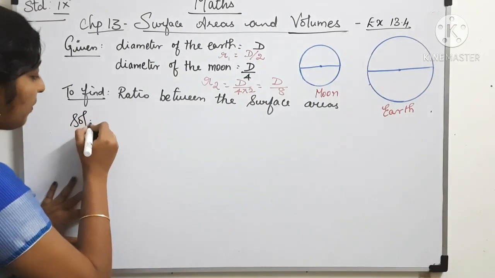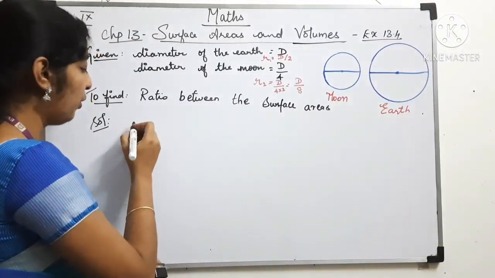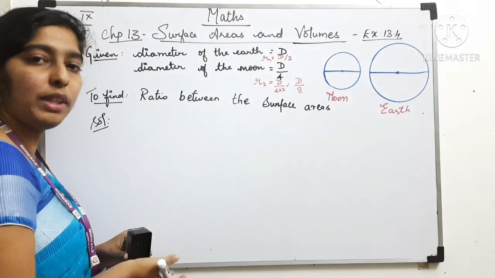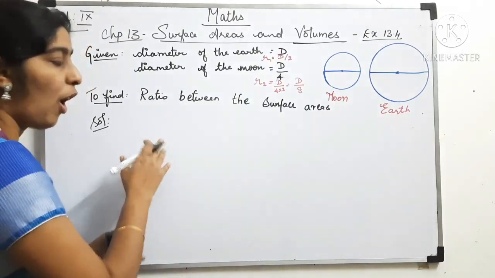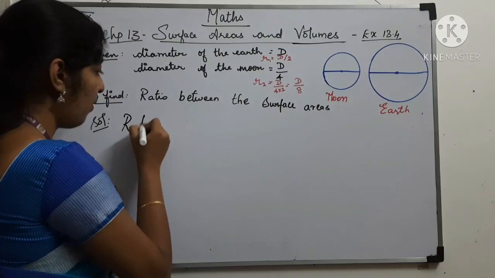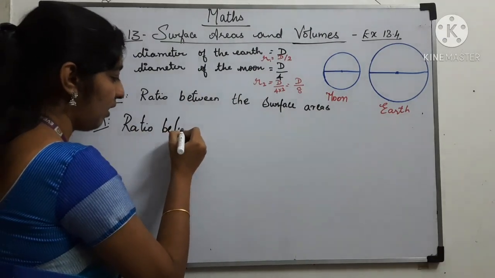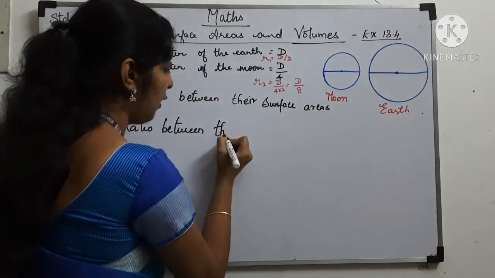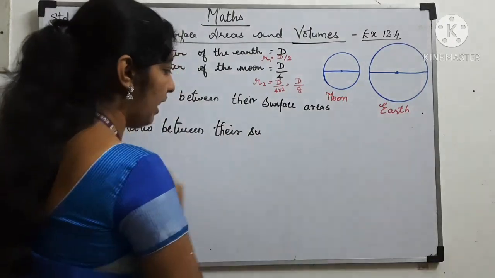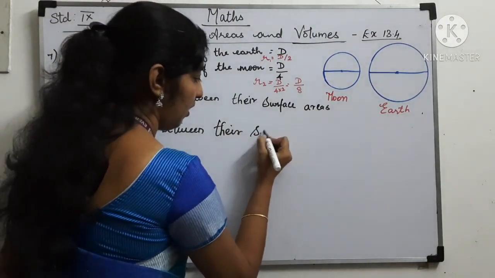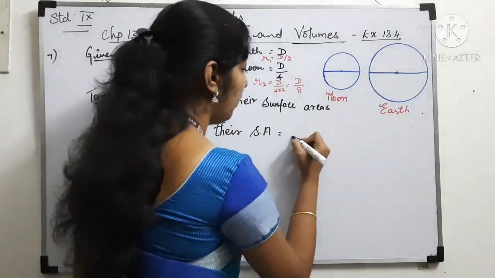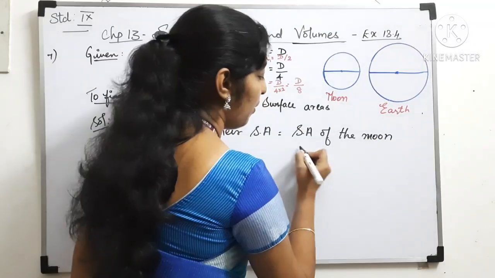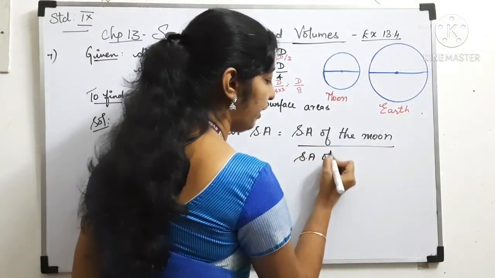Clear? Next we will find the ratio. So solution. So now we are going to find the ratio. To find the ratio, in yesterday's sum we have seen two methods. Either we can go with the first method or second method. So how we can find? So ratio between their surface area is equal to surface area of the moon by surface area of the earth.